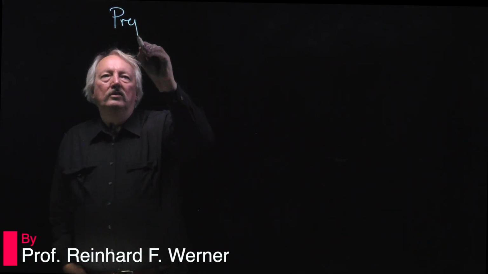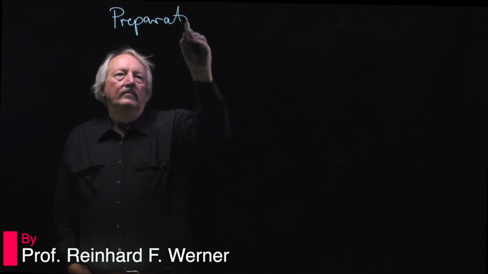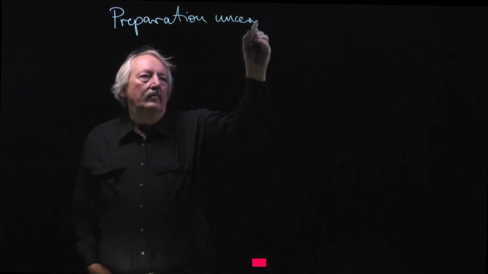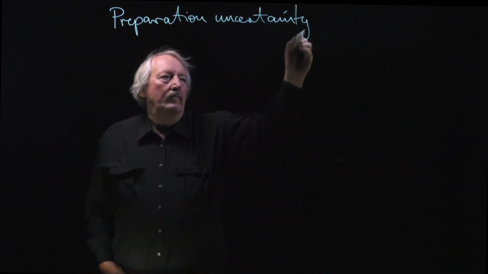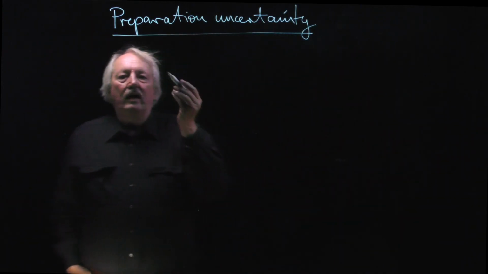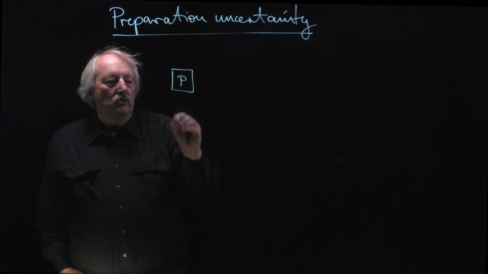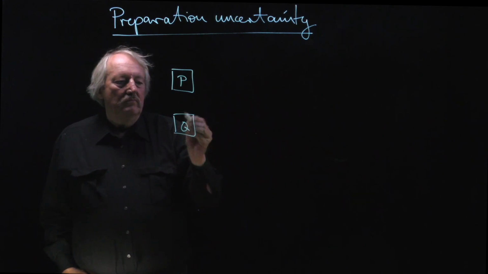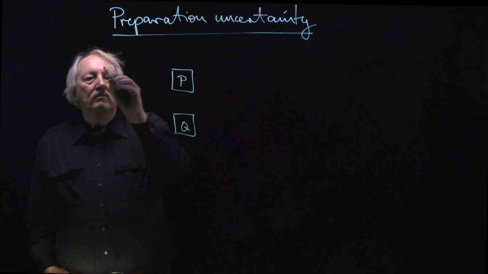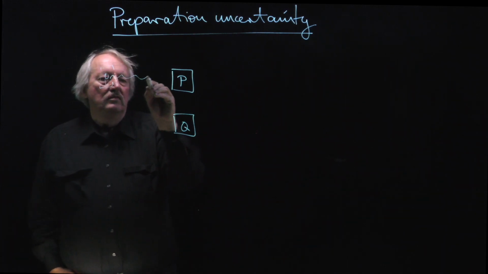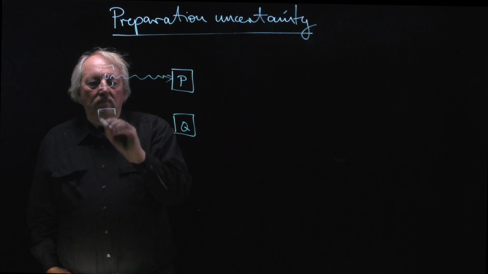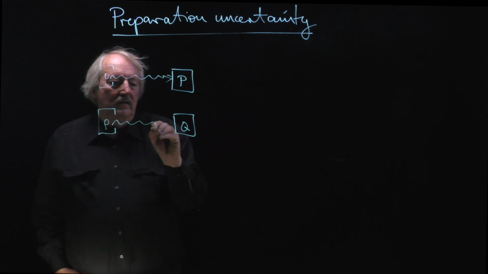So let me explain what Kennard and Weil made out of this uncertainty paper. Their version is something that I call preparation uncertainty. The scenario is very simple. I have two kinds of measurements, let's say a P measurement and a Q measurement, momentum and position, and I measure that in the same state. So both observables are measured in the same state.